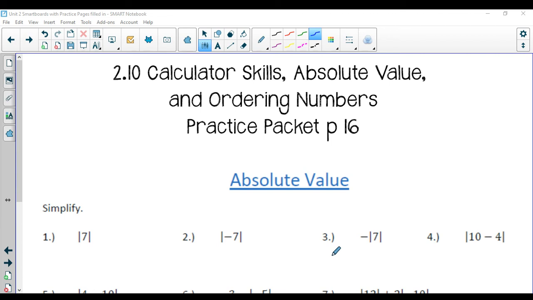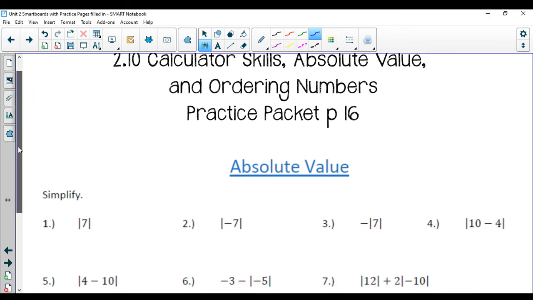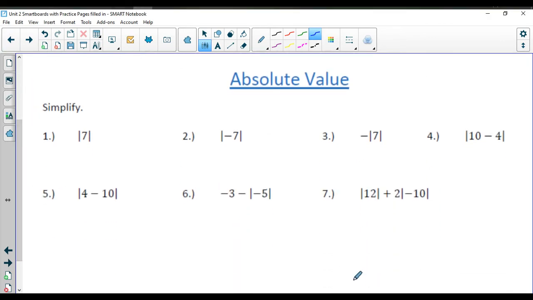This is lesson 2.10's calculator skills, absolute value and ordering numbers, practice packet, page number 16. The first couple questions you're simplifying using absolute value. Absolute value is the number's distance from 0 on the number line, so it's always a positive number.